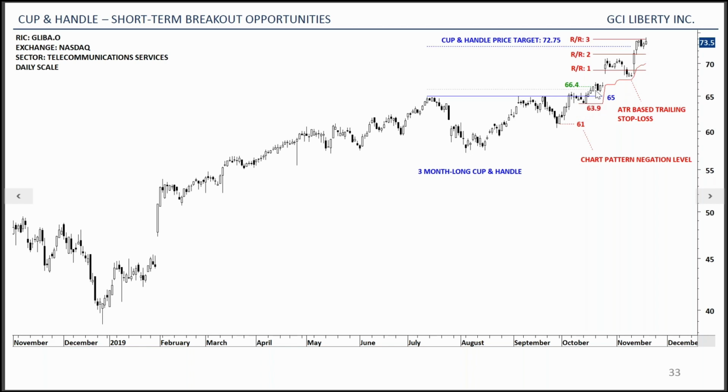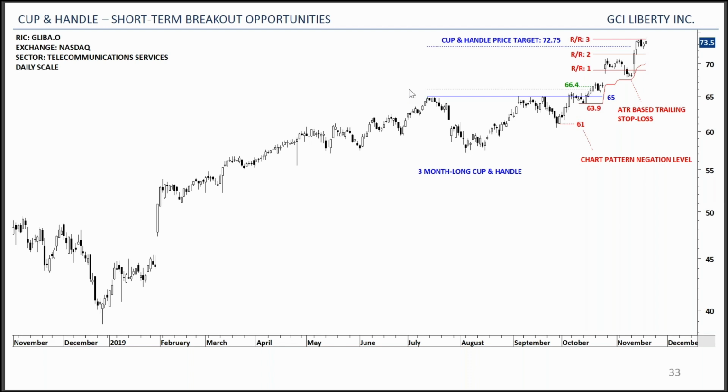However, this was actually a trade that went to its cup handle price target. Now, cup handle price target is somewhere between risk reward 2 and risk reward 3. This is 2.5. So entry, stop loss, 2.5 upside potential. I hope this is clear. Now, let's move to the next chart.